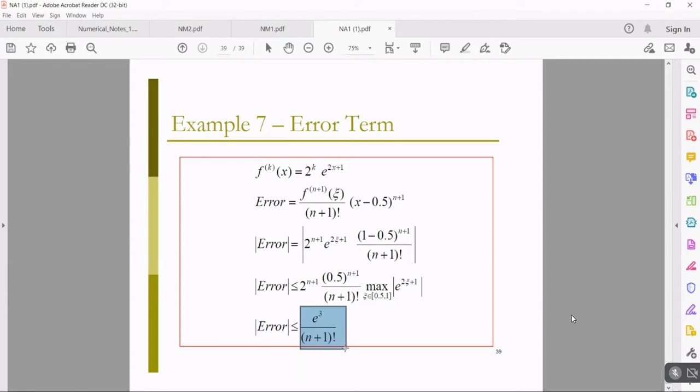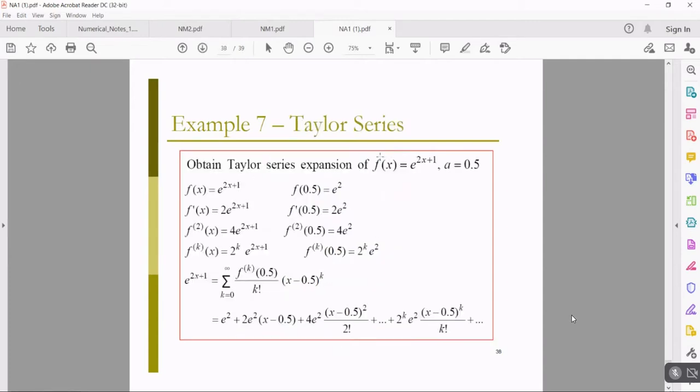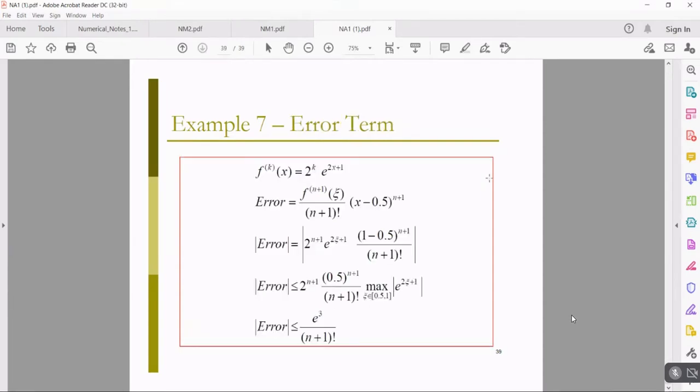This is the maximum error if you have taken n+1 terms to approximate the value of f(1) when this is expanded about the point 0.5. So these are the basics required for this course.